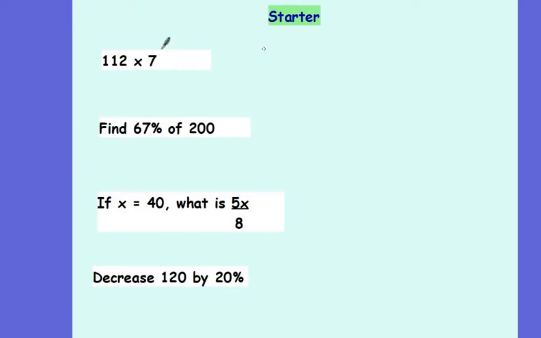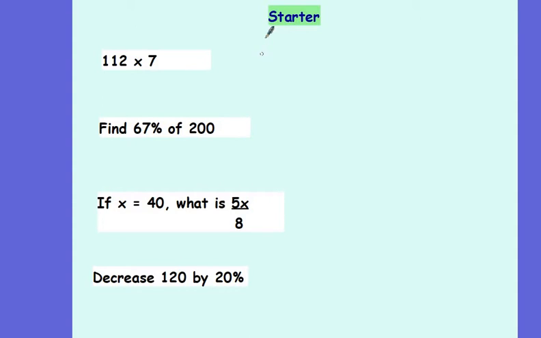Here's today's starter. Can you find 112 times 7 for me? Can you then find 67% of 200? If x is equal to 40, what is 5x divided by 8? And finally, can you decrease 120 by 20%? Please pause the video and have a go at these questions in your light blue books now.